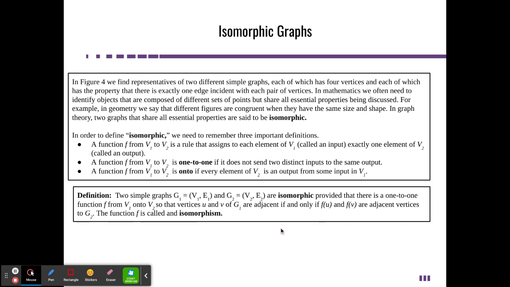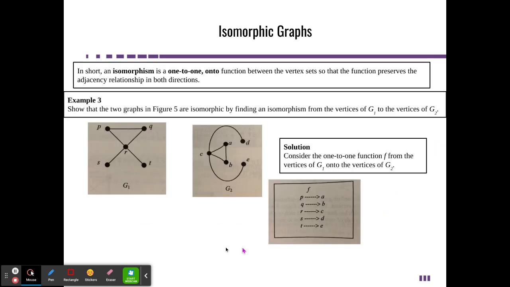All right, so then we have this definition. Two simple graphs, graph 1 with its vertices and edges, and graph 2 with its vertices and edges, are isomorphic, meaning that they have essentially the same properties. In traditional geometry, we call that congruent. This holds provided that there is a one-to-one function for all vertices u and v in G1 that are adjacent if and only if f(u) and f(v) are adjacent vertices, and this is called an isomorphism.